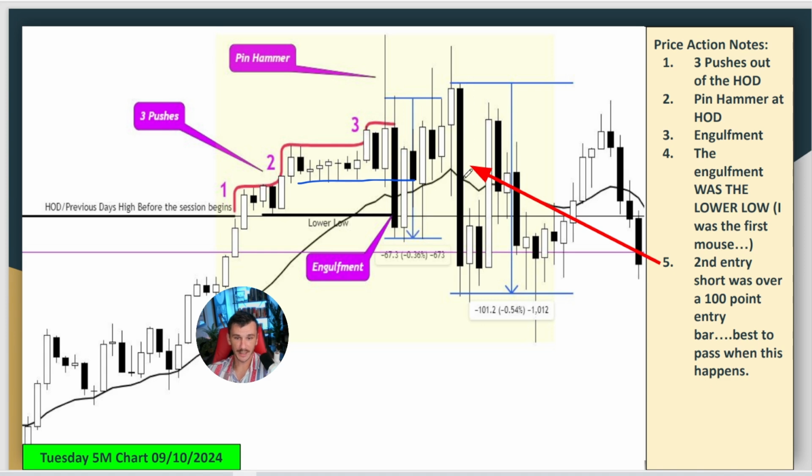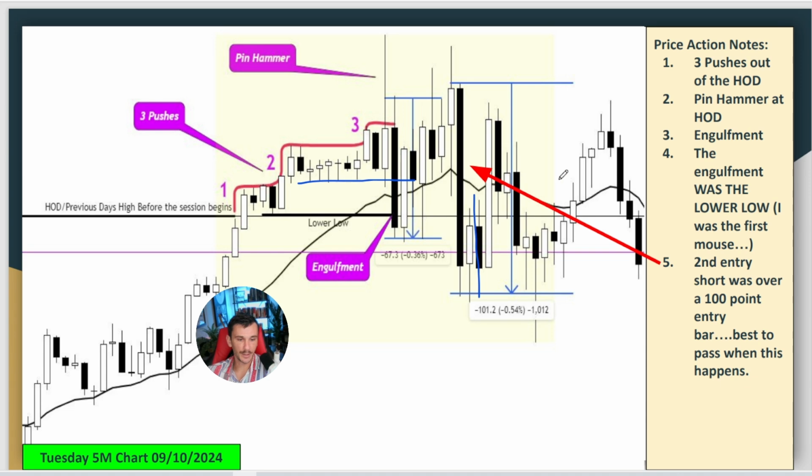This big second entry short was over 100 points long, which usually whenever those bars are that big, those big entry bars, I really avoid those because you have a lot of downside risk. And yes, you might have a lot of upside potential as well. However, a lot of times it will do exactly what it's done here. And then this did end up following through after the session ended, but no big deal. We took the 1 loss on this.